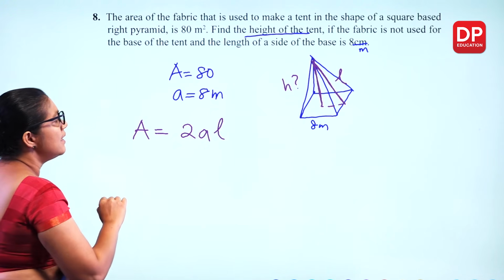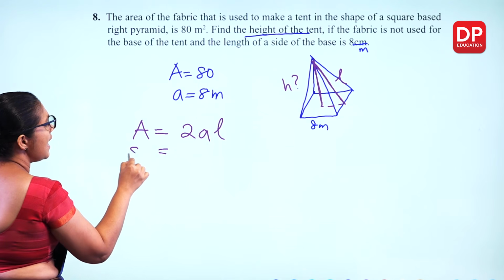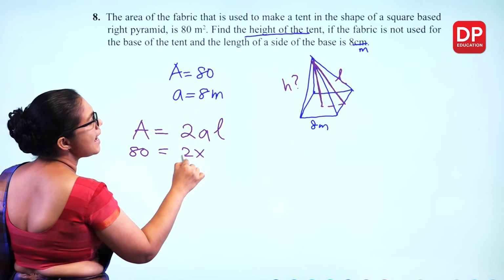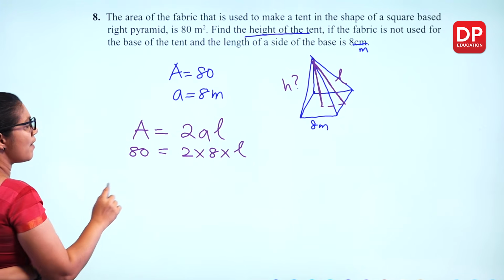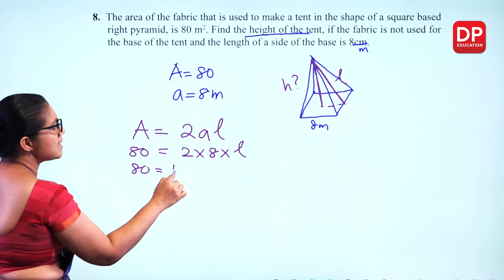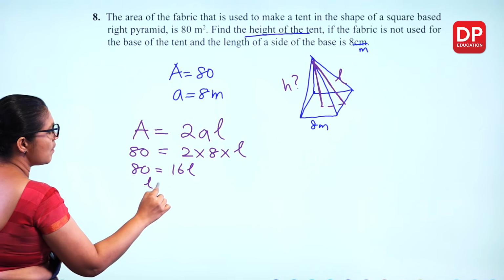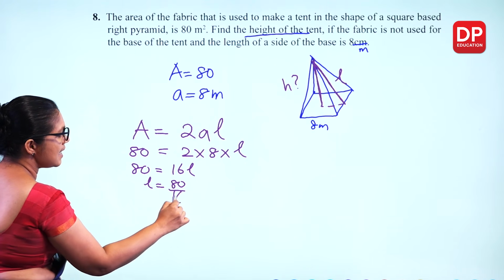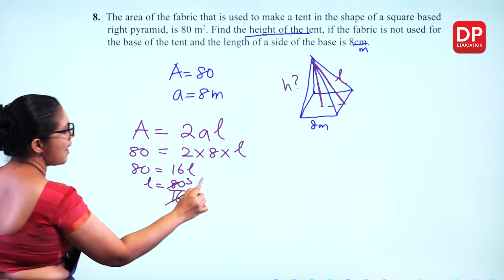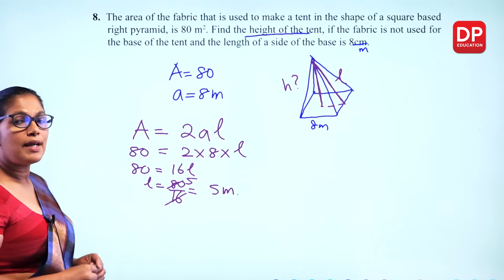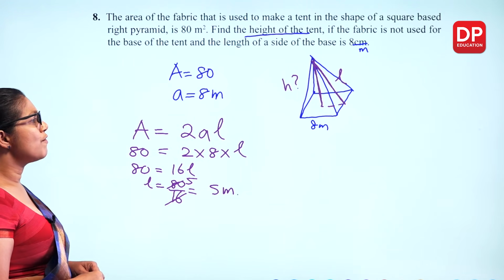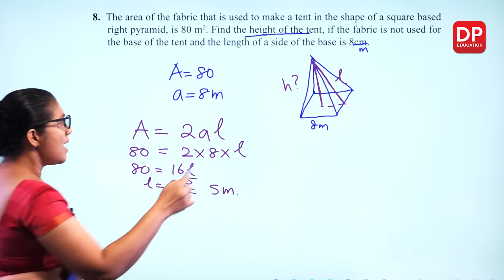2AL is given 80. 2 times A, A is 8, and L. When you simplify, what do you get? 80 equals 16L. L equals 80 divided by 16. You get 5. 5 meters for the L value. L is the perpendicular height of a triangular face.